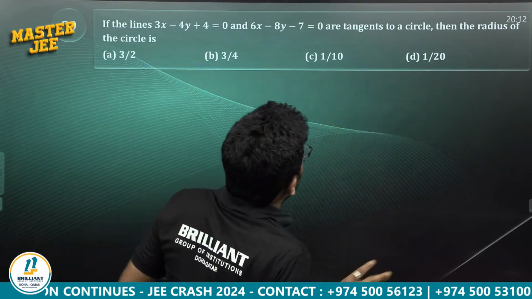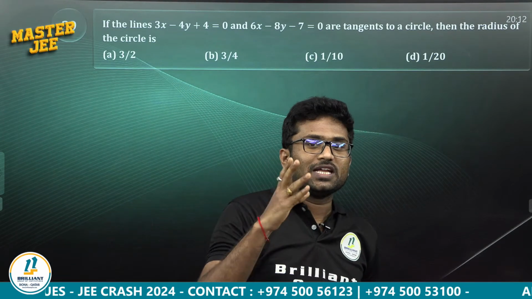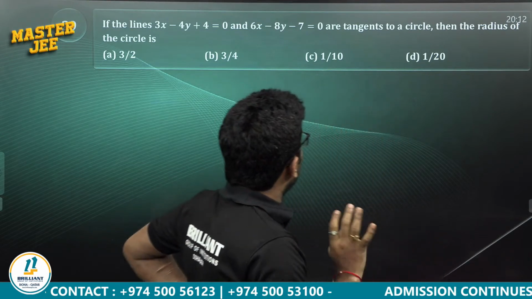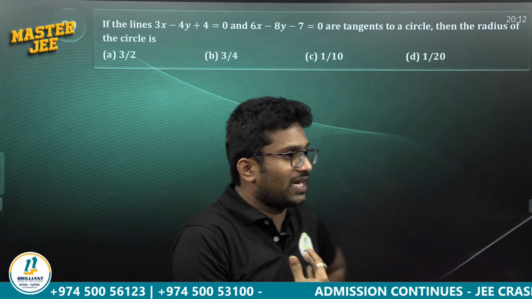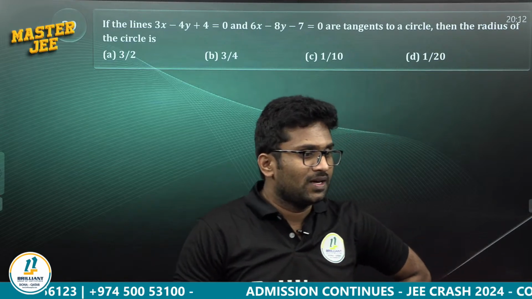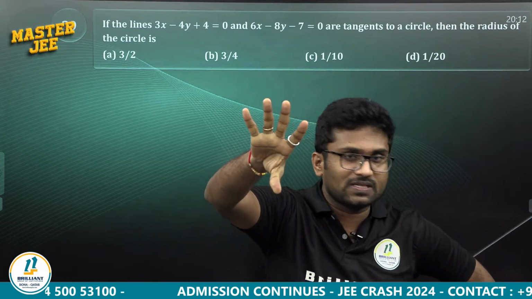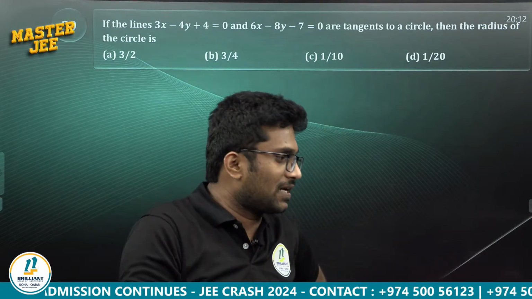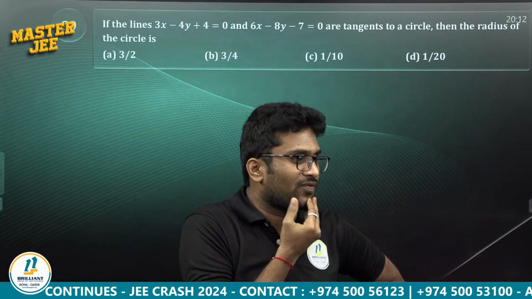If the lines are tangents to a circle, can anyone tell me which type of tangents they are? There are two tangents, it seems, and they are asking us to get the radius of the circle. How do we get the radius of our circle?